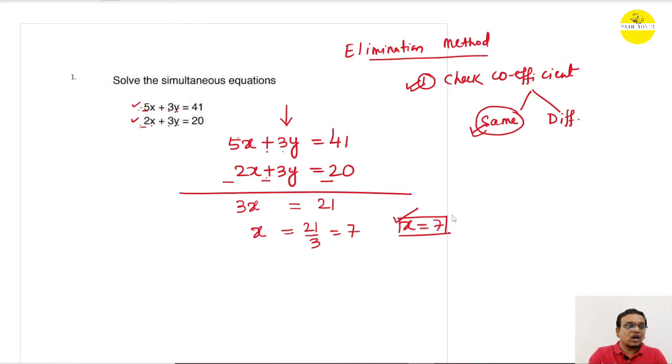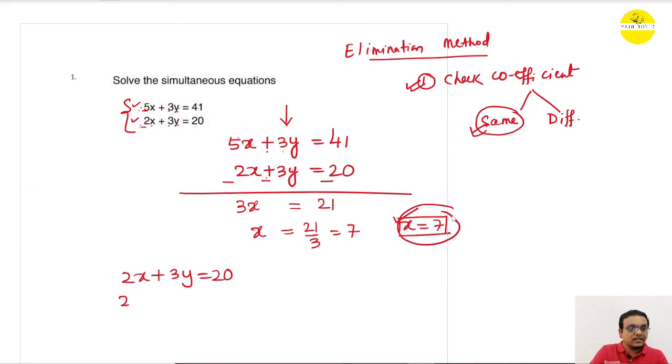So already in the question, how many equations do we have? Two equations. Now, your wish, which equation can you take? You can just choose any one. For example, I'm taking the bottom equation that we have, 2x plus 3y is equal to 20. Now listen, I got the value of x is equal to 7, right?